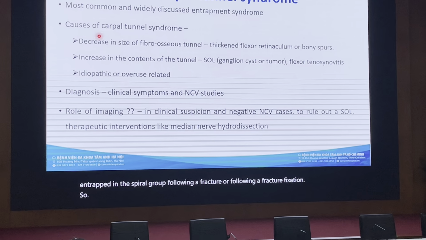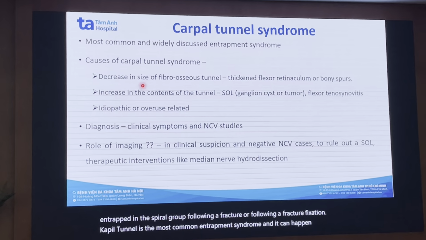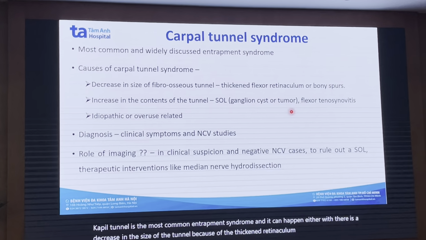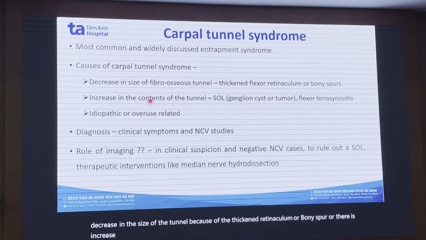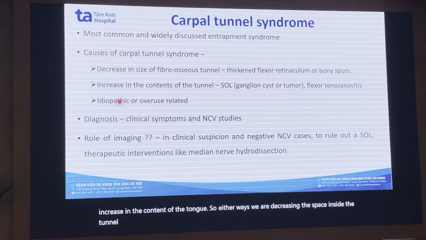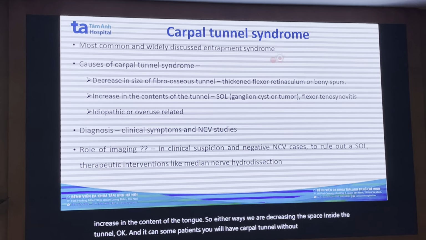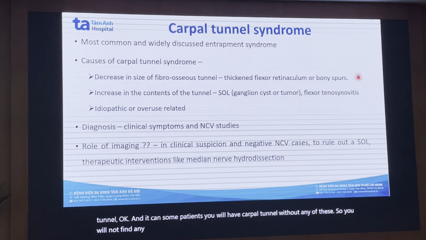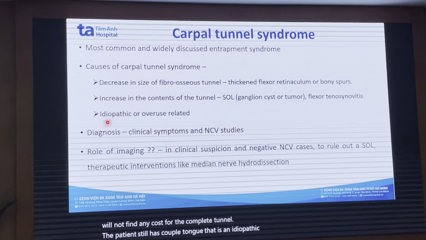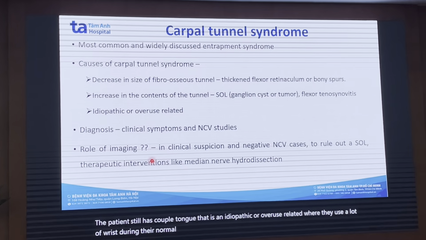So carpal tunnel is the most common entrapment syndrome, and it can happen either when there is a decrease in the size of the tunnel because of a thickened retinaculum or bony spur, or there is increase in the content of the tunnel. Either way we are decreasing the space inside the tunnel. In some patients you will have carpal tunnel without any of these. You will not find any cause, but the patient still has carpal tunnel. That is idiopathic or overuse related, where they use their wrist a lot during their normal day-to-day work.